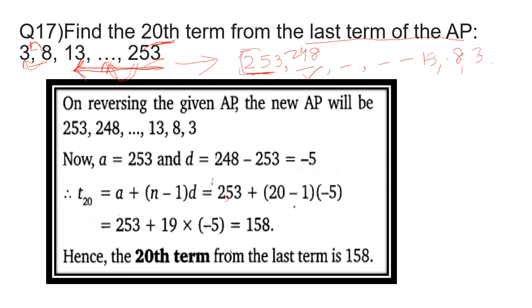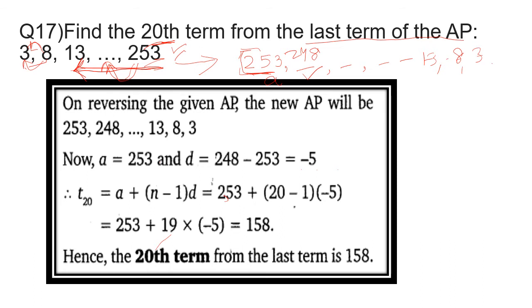So now let us start. I have to find the 20th term from the last term. So what will be A here? A will be 253. What will be A here? A will be 253. And what will be D?